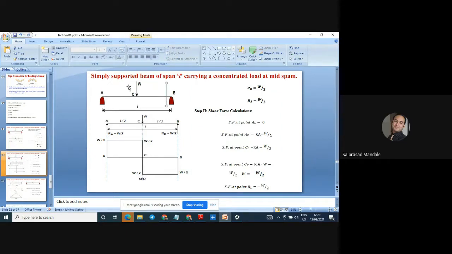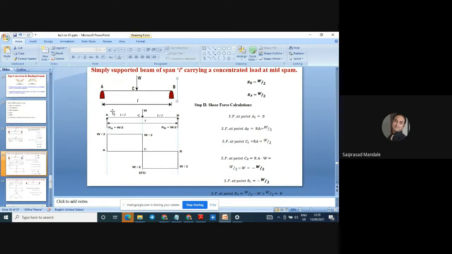Then I am shifting this to the left hand side of the B. Again only RA and W are there. The answer will be the same, W by 2 minus W, that is minus W by 2. And again I am going to shift this towards the left of the B. There is nothing. Addition of all the forces will be 0. So RA plus RB minus W will be 0.